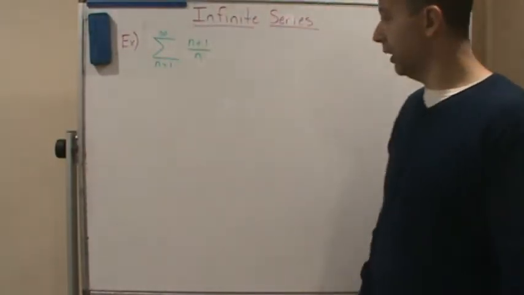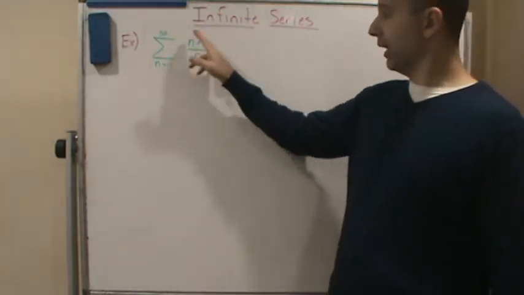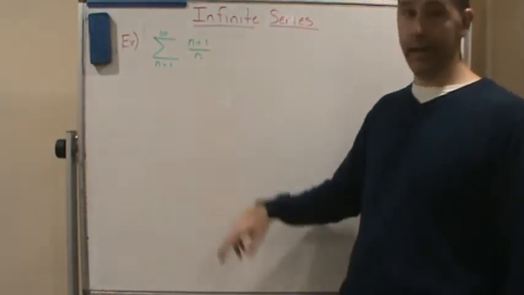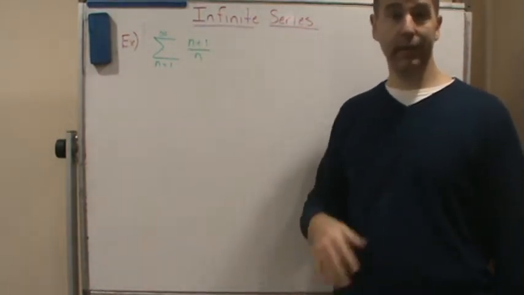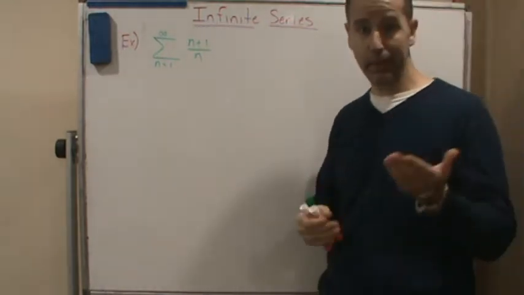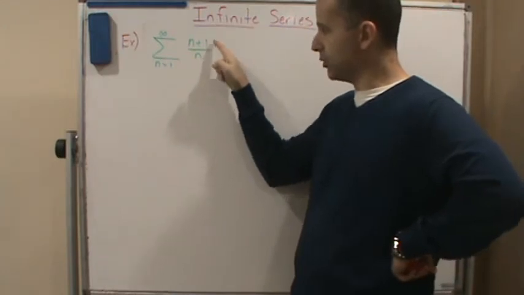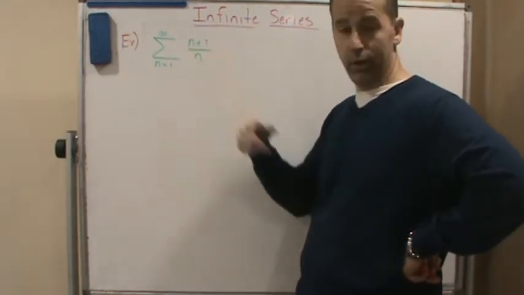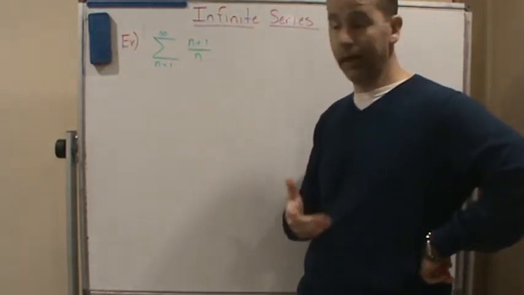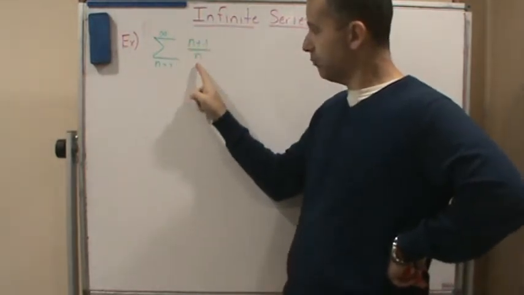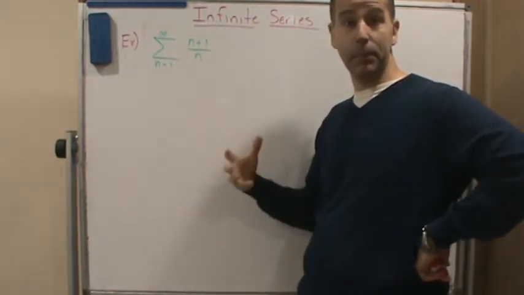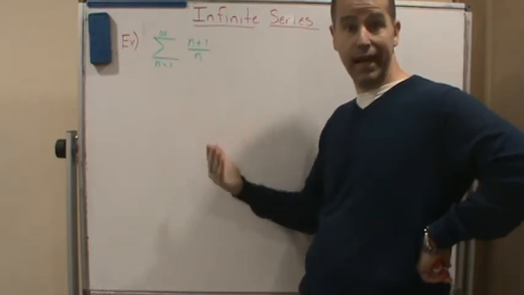Okay, so welcome back. Let's do one more example. So we've got this one here, and so we've got n plus 1 over n. So notice something here, something you may or may not notice, but look at the top number versus the bottom number. So this thing is always going to be bigger than 1, right? So you're always going to be adding something bigger than 1 to the next term.